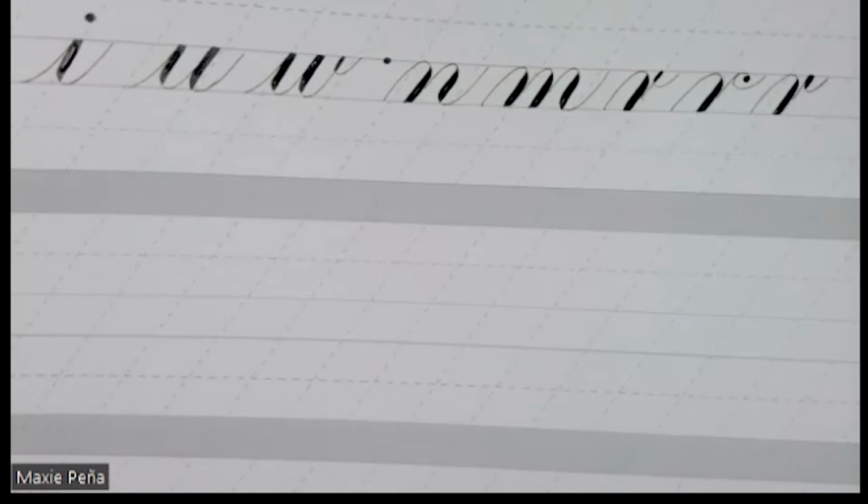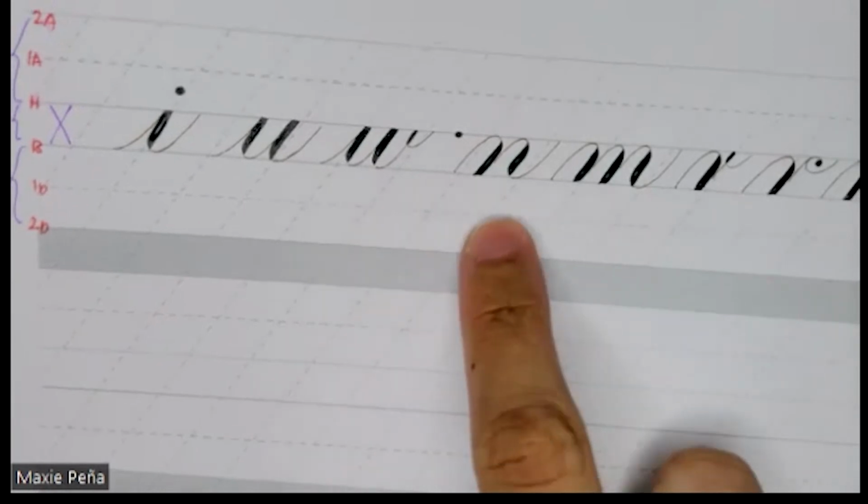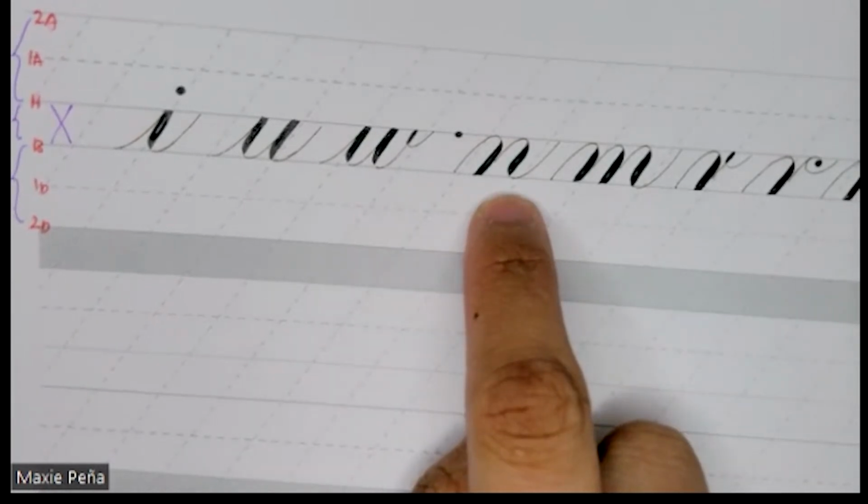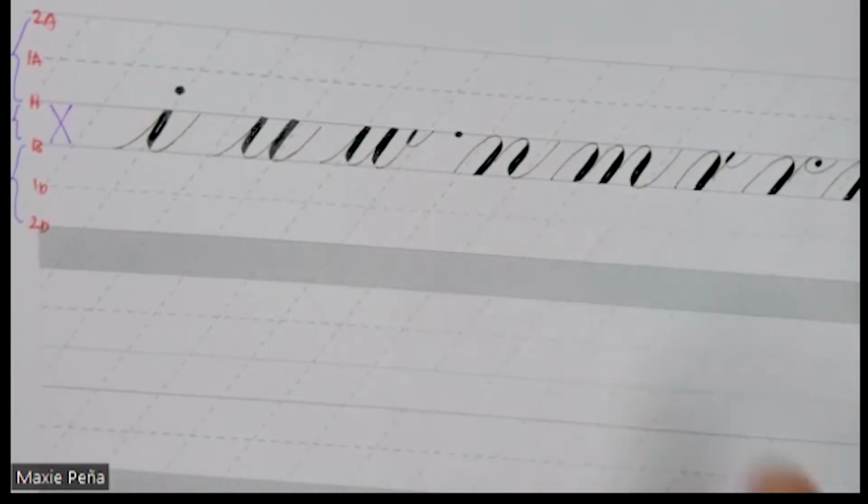Next group of letters, use the compound curve, which we already tackled in the second half of N and the last part of M here.